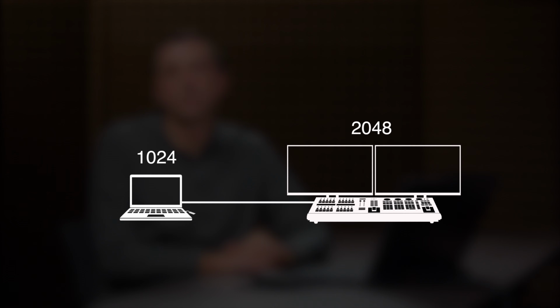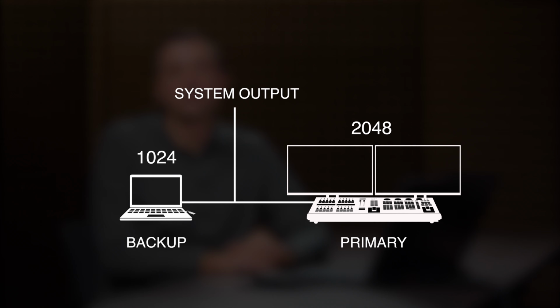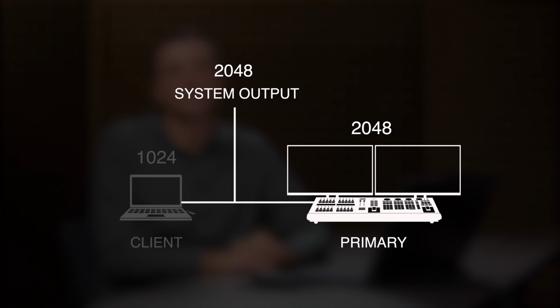For example, if I'm connecting my 1024 output Nomad as a backup to an Ion Xe, which has a capacity of 2048, my system output will be 1024 because that is the lower of those two output capacities. If I connect the Nomad as a client to the same Ion, the system output will be 2048, as clients do not affect the system output count.